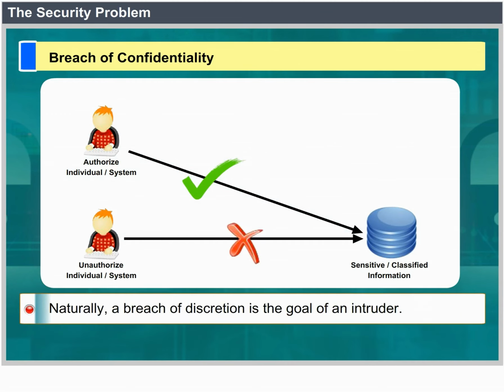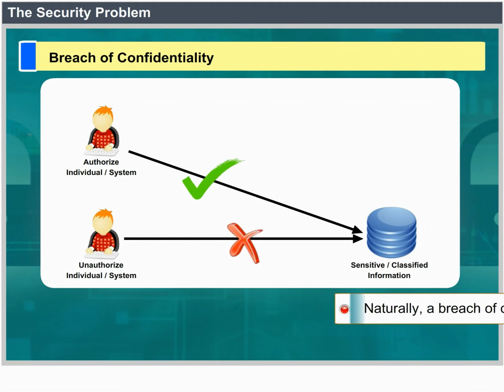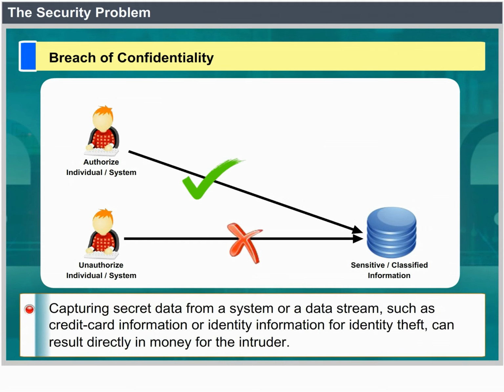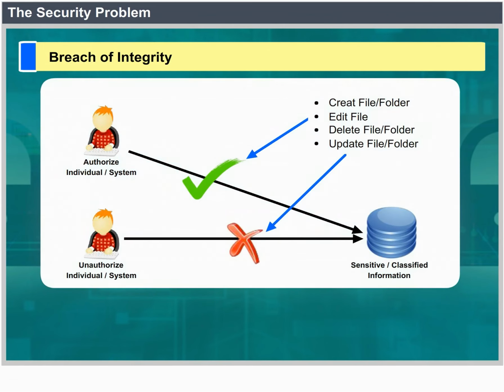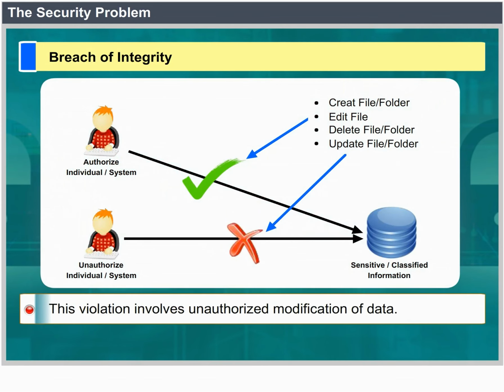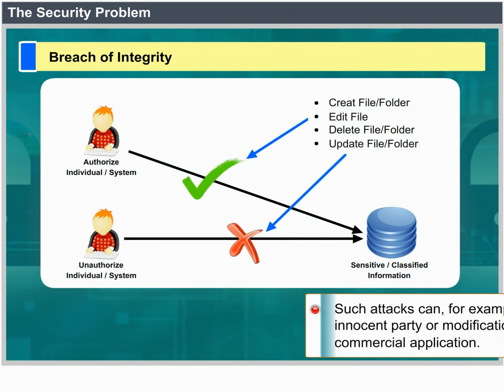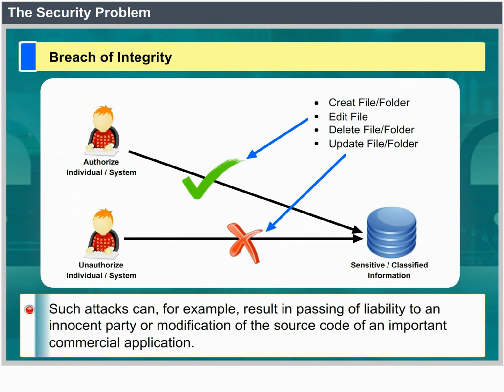Capturing secret data from a system or a data stream, such as credit card information or identity information for identity theft, can result directly in money for the intruder. Breach of integrity. This violation involves unauthorized modification of data. Such attacks can, for example, result in passing of liability to an innocent party or modification of the source code of an important commercial application.